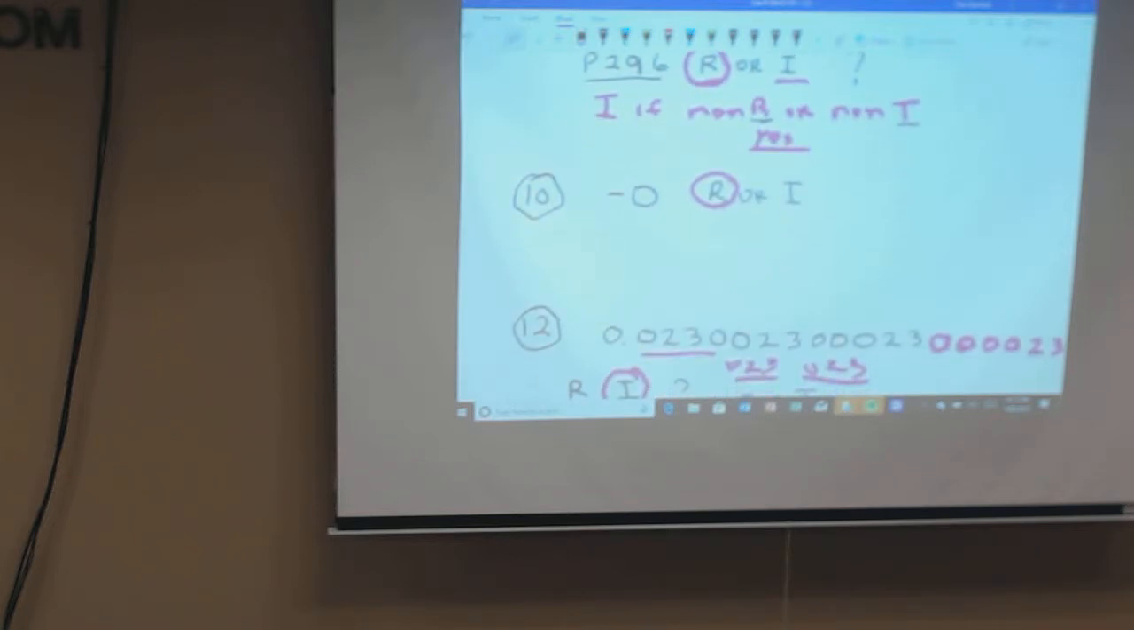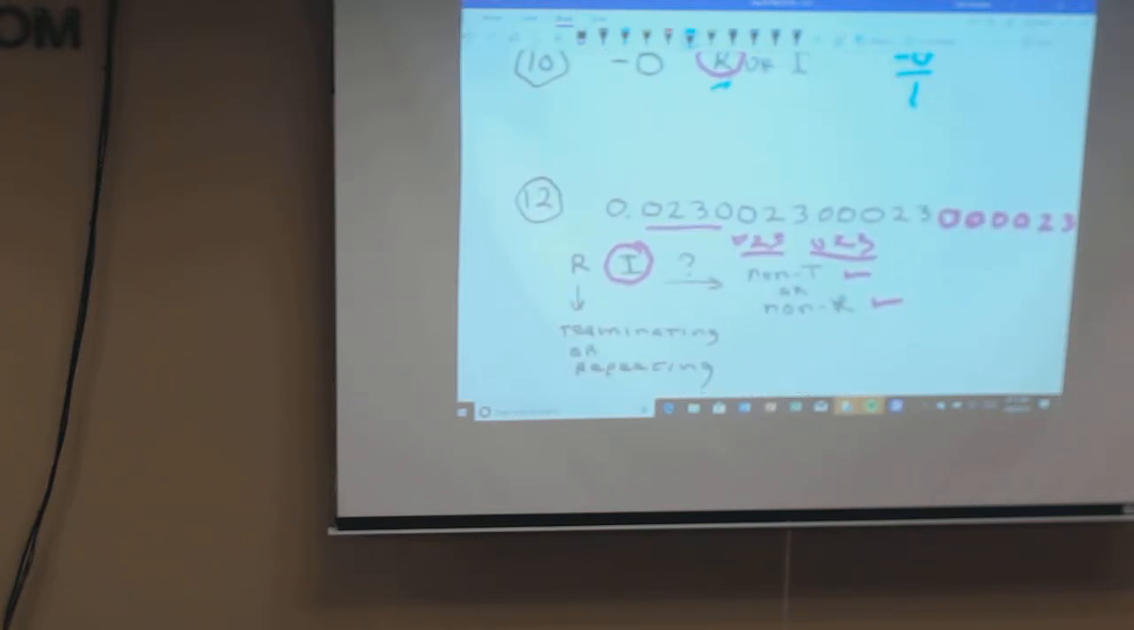Number 10, negative 0. If you express that as a fraction, what would it be? Negative 0 over 1. Is negative 0 an integer? Is 1 an integer? So that makes it a rational number.